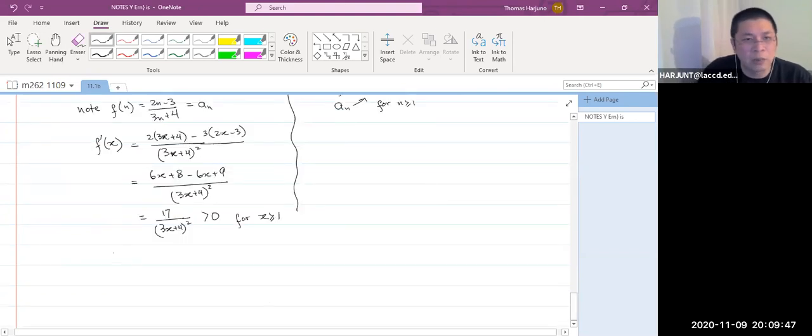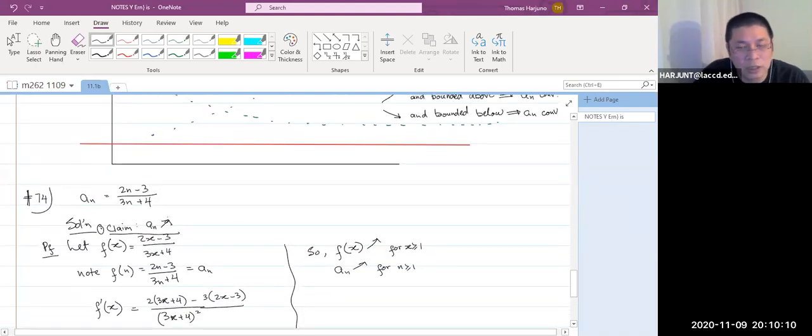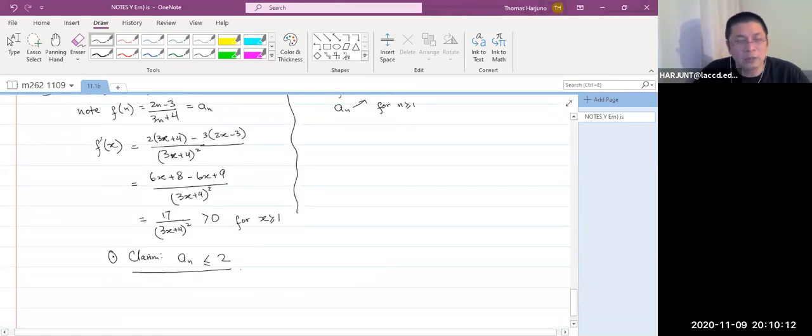Can you guess a number? Claim that a sub n is bounded by some number. Let's say 2. I just need to show that it is monotonic increasing and bounded above, right? Claim that this sequence is always less than or equal to 2. Let's prove it. Proof.